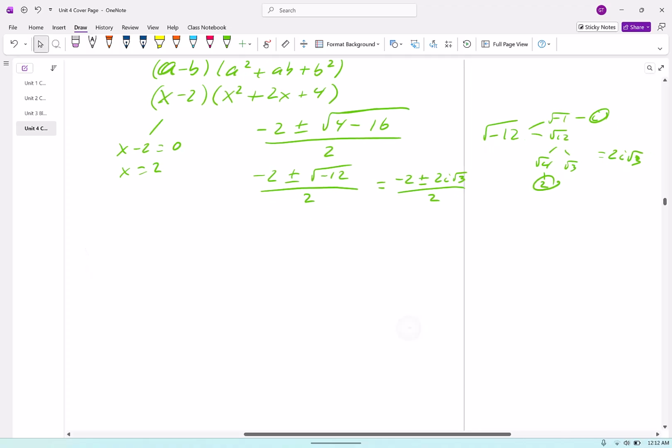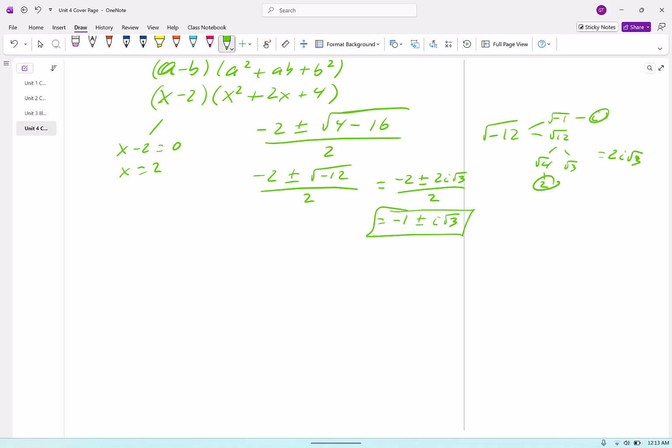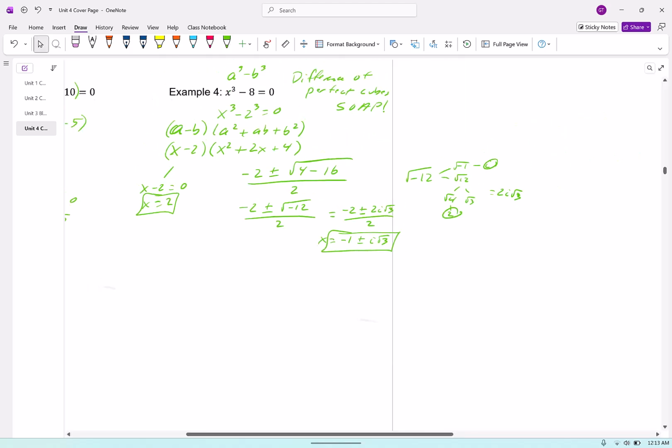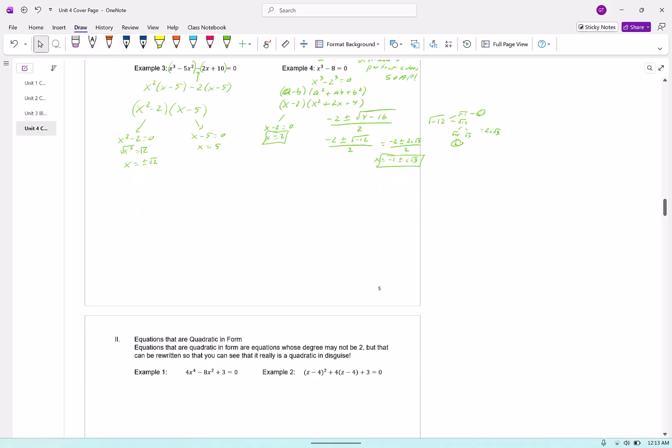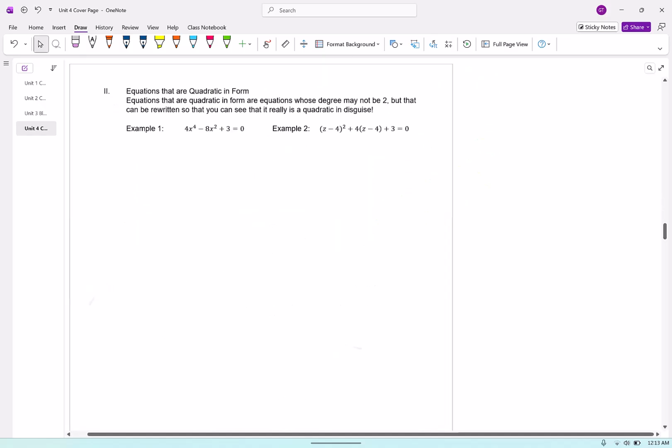Okay. So I can reduce this down a little bit and end up getting negative 1 plus or minus i square root 3. So that is my final solve for x equals. Okay. Hopefully some of that kind of rang a bell a little bit.